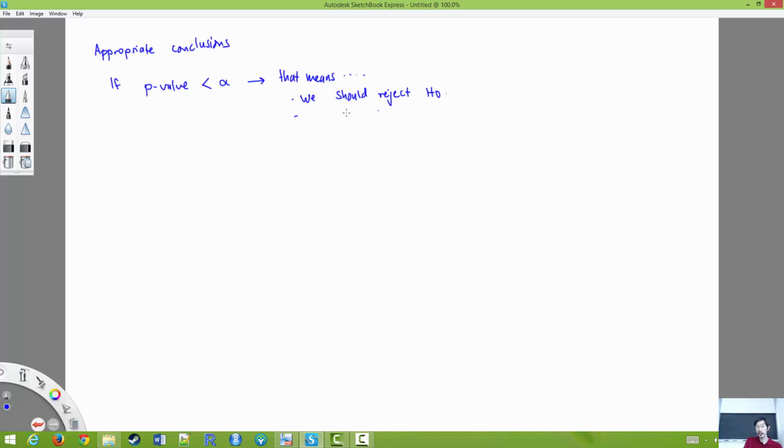Rejecting the null hypothesis is equivalent to saying we accept the alternative hypothesis. So rejecting the null is equivalent to accepting the alternative. We can also say we have evidence to do either of these things: we have evidence to reject the null, we have evidence to accept or support the alternative if the p-value is less than alpha.